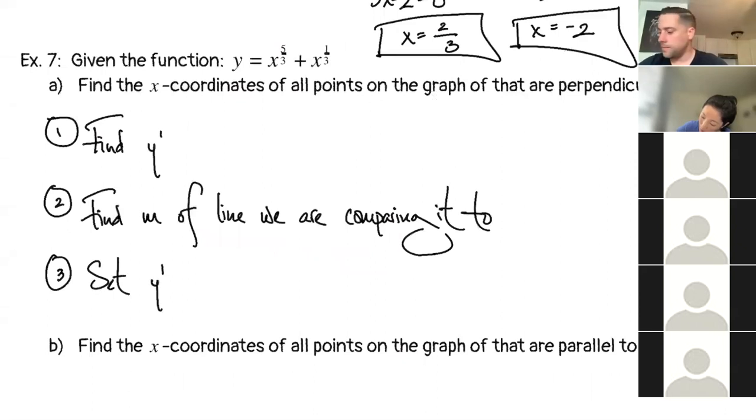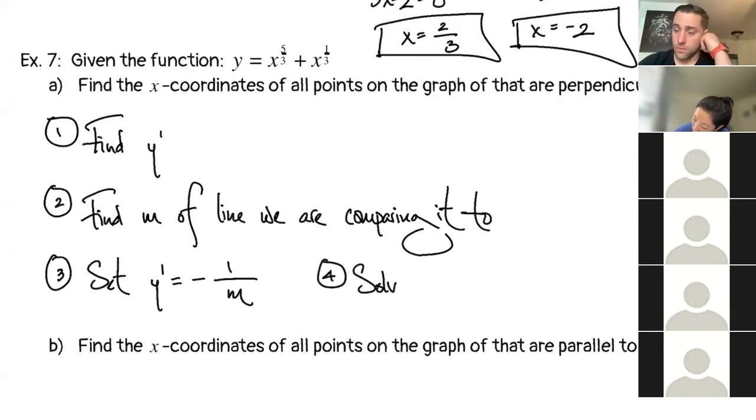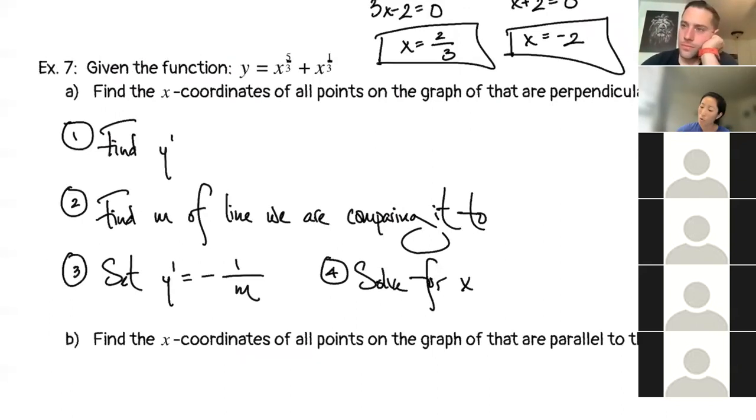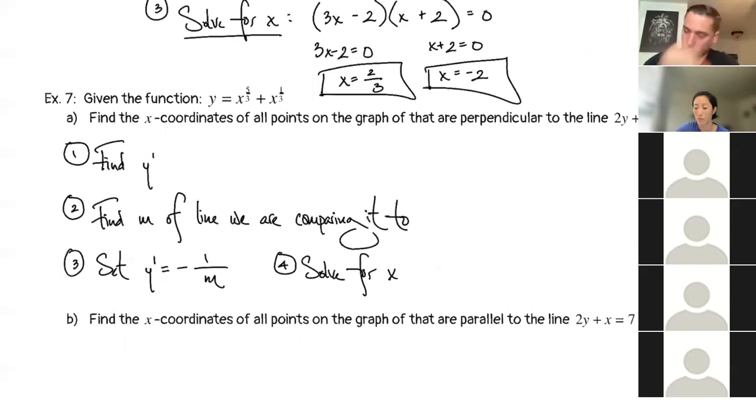Set y prime equal, let's see, how do we write negative reciprocal? It'll be negative 1 over m, right? So negative 1 over m, good. And then step 4 would be solve for x, right? So even though we're not solving this, we've described how we would approach this problem. Then maybe we should highlight here that the perpendicular part is what tells us y prime is equal to negative 1 over m, okay?